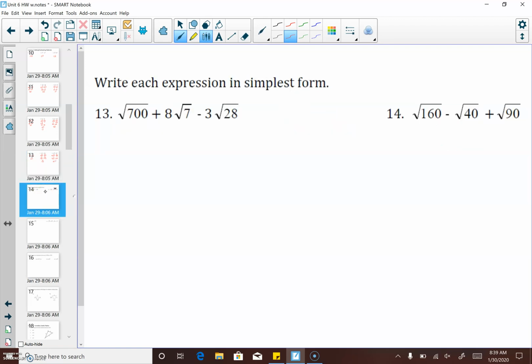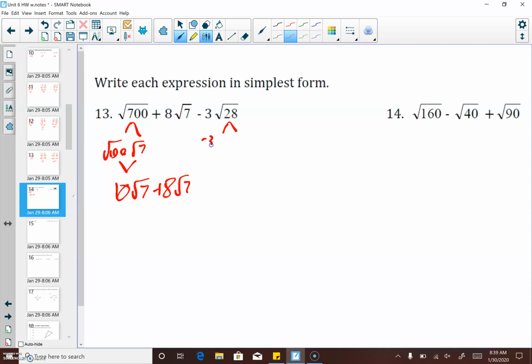So for these, we're just going to focus on making sure we get them all simplified as much as possible, and we'll see what our square roots are left with at the end. 700 is 100 times 7, which gives us 10 square root 7. The 8 square root 7 is simplified.